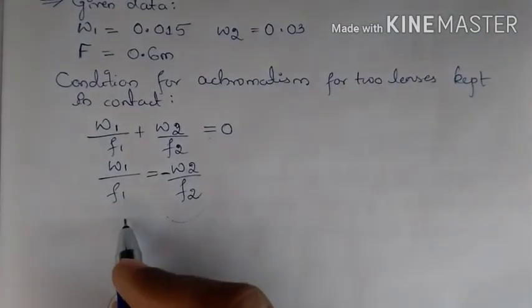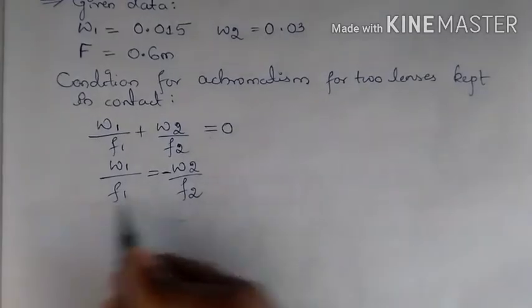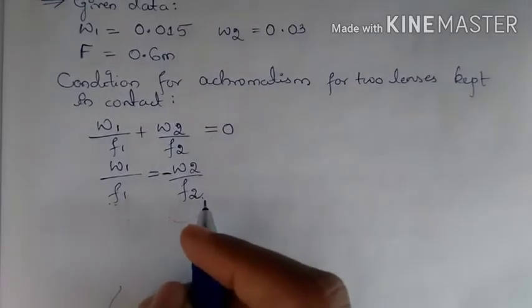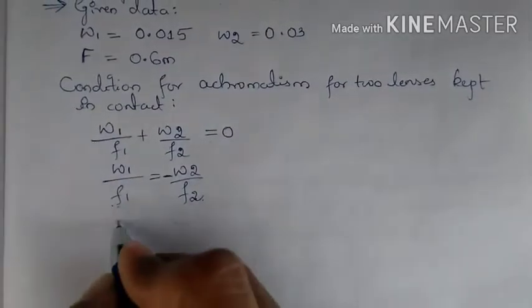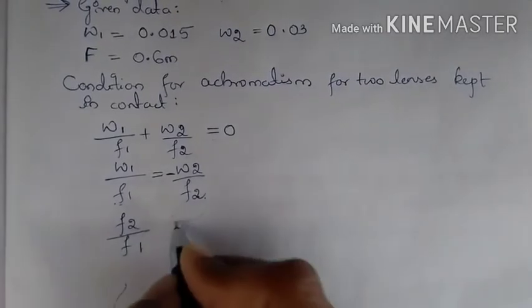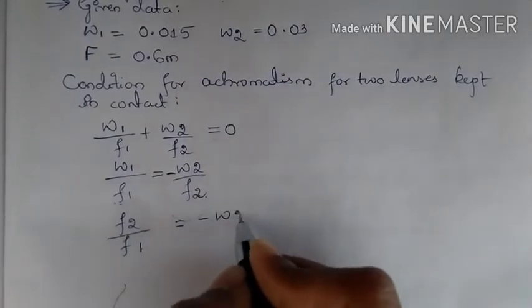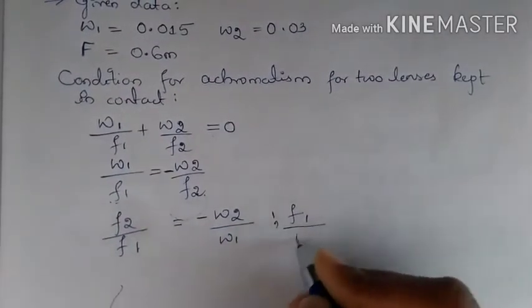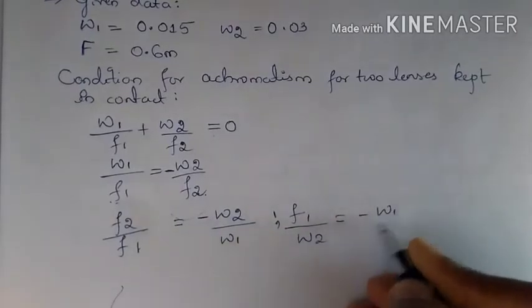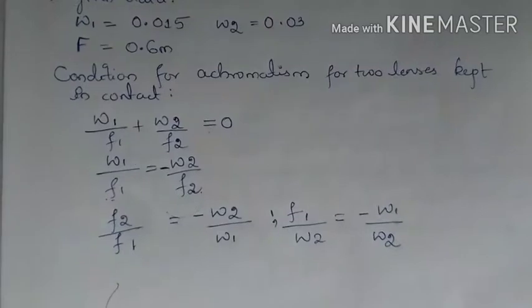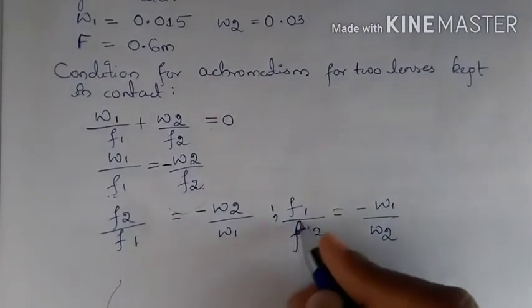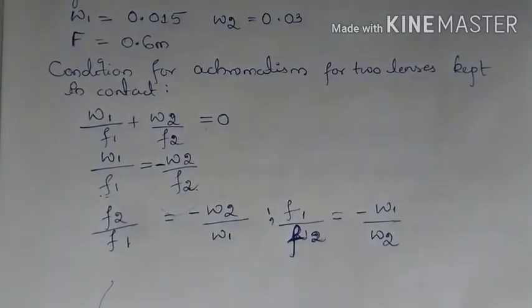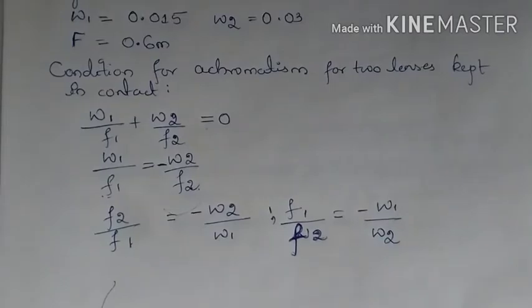Now what we have to find is the focal lengths for the two lenses. We don't know F1 and F2, so let us write the equation in terms of F1 and F2. F2 by F1 is equal to minus omega 2 by omega 1. So you can also write F1 by F2 is equal to minus omega 1 by omega 2. This is F2, this is not omega 2. So F1 by F2 is equal to minus omega 1 by omega 2.